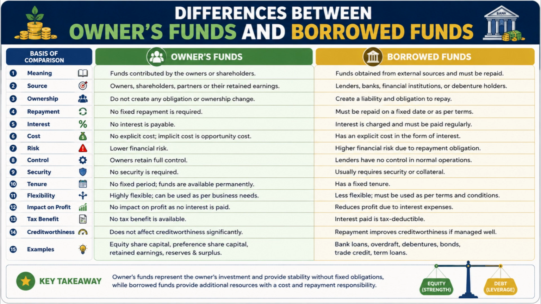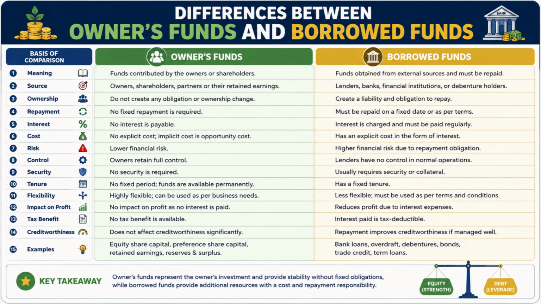Number 4. Owner's funds do not require fixed repayment, whereas borrowed funds must be repaid according to agreed terms and schedules. Number 5. No interest is payable on owner's funds, whereas interest must be paid regularly on borrowed funds. Number 6. Owner's funds have no explicit financing cost and mainly involve an opportunity cost, whereas borrowed funds have a direct cost in the form of interest charges.